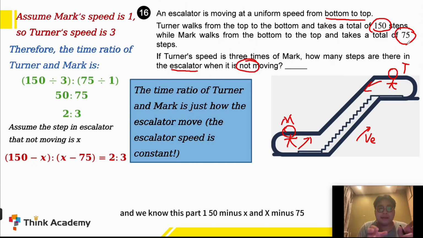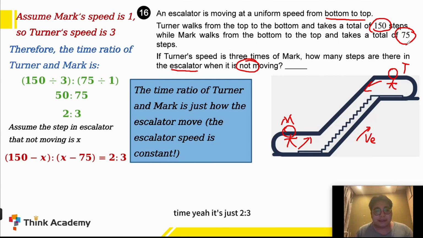We know 150 minus x and x minus 75 is the total steps the escalator runs. And do we know the escalator's time? It's just 2 to 3, right? The time is 2 to 3 because the escalator speed is constant, so the ratio of time is just the ratio of the steps. So we can find 150 minus x to x minus 75 equals 2 to 3.